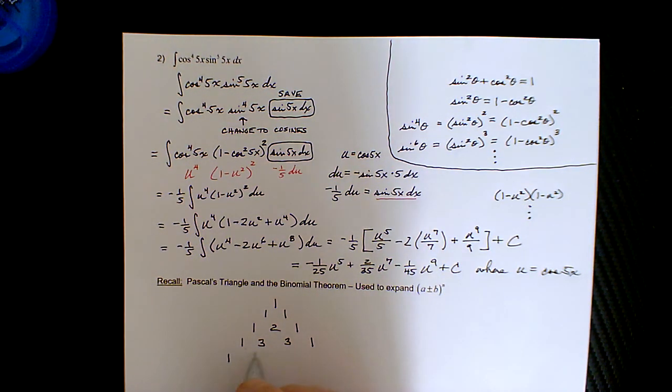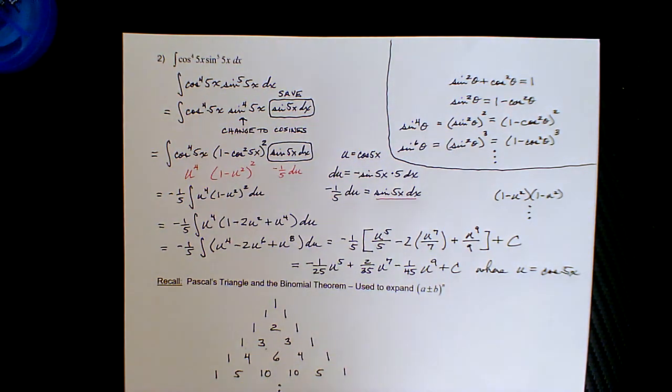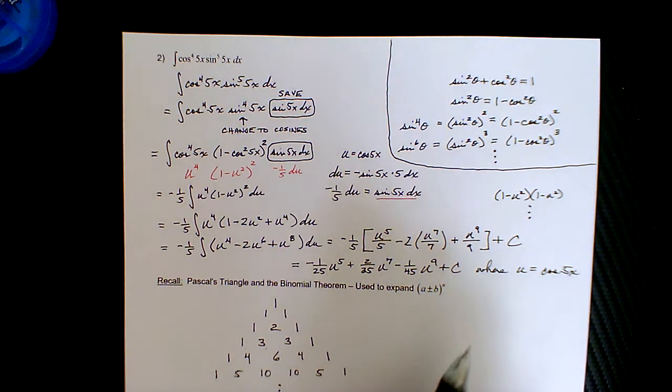1, 3 plus 3 is 6, 3 plus 1, 4, bring down the 1. I'll just go to the 5th row. I doubt we'll ever get anything higher than that. And that's 1, 5, 10, 10, 5, and 1. But you could go further if you wanted to. Now, the significance of this is that it gives us the coefficients of the terms in the expansion.